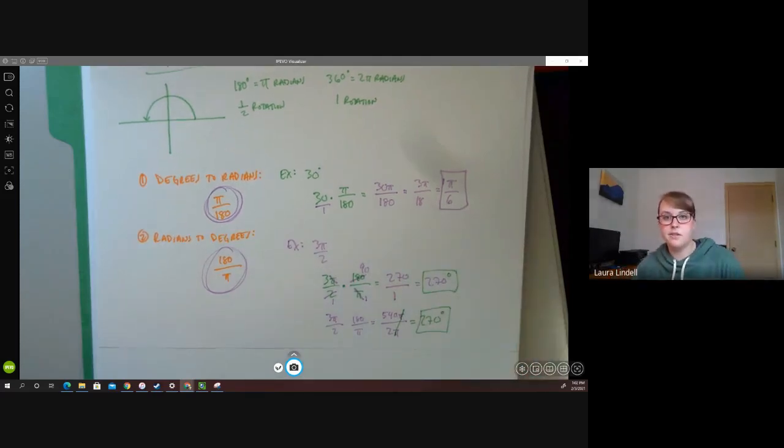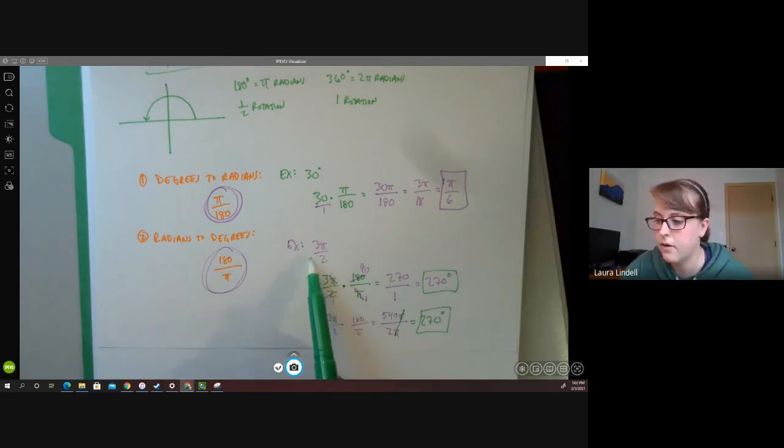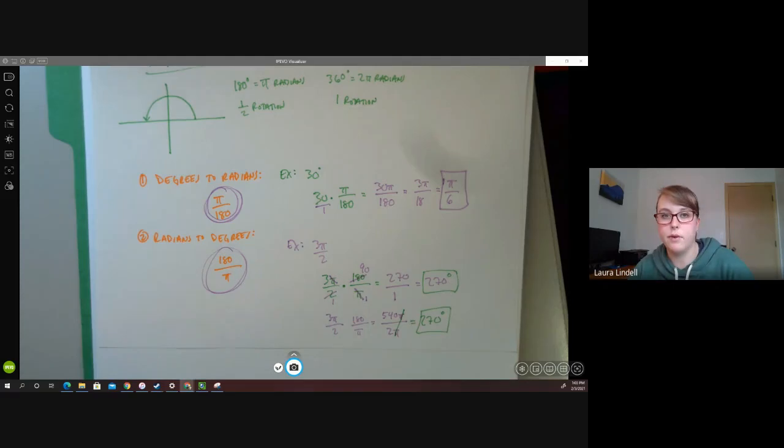So you can cross-cancel at the beginning, you can cancel at the end. It doesn't really matter. But typically, if you start with a pi on your radians, you're going to end with no pi. Any questions so far? Any numbers we don't know where they came from?